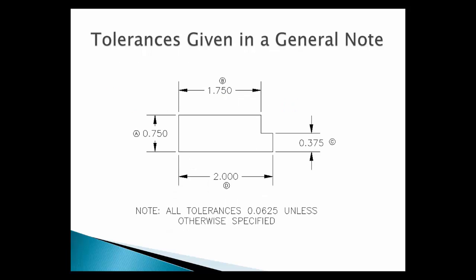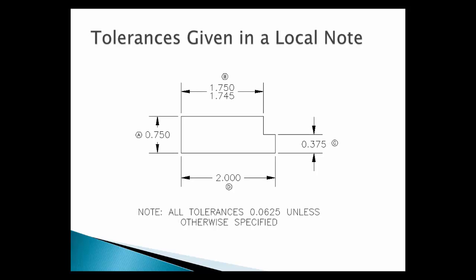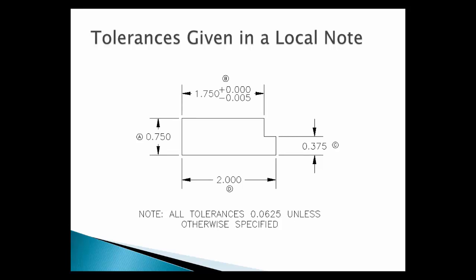Tolerances are often given as a general note and in many cases found in the title block information. Tolerances can also be provided as a local note with an individual dimension. Here, the tolerance is shown using the limits method. This drawing is using the deviation method to display the tolerance.